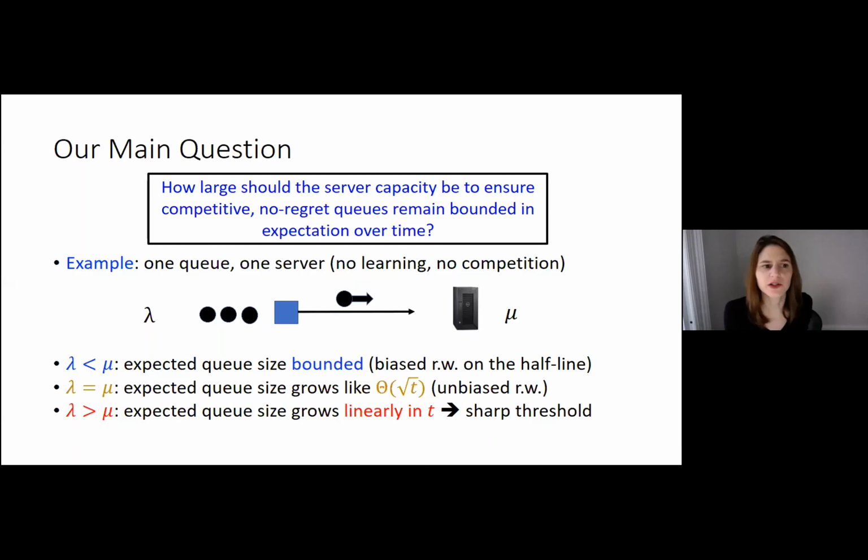Eva, sorry to interrupt. I think Jorgen has a question, if you'd like to unmute yourself.